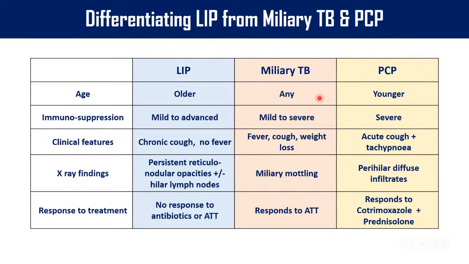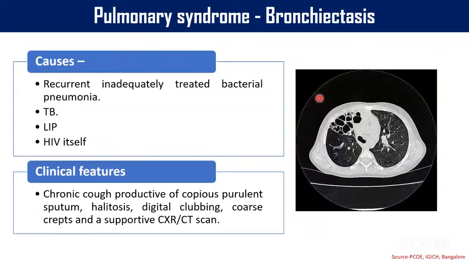Clinical features in LIP will be chronic cough and no fever. Miliary TB: fever, cough and weight loss. PCP will be acute cough and tachypnea. X-ray findings in LIP will be persistent reticulonodular opacities and hilar lymph nodes. Miliary mottling in miliary TB, and perihilar diffuse infiltrates in PCP. As for response to treatment, LIP shows no response to antibiotics and ATT, but a good response to ART. Miliary TB will respond fantastically to ATT, and cotrimoxazole and prednisolone will give a good response in PCP.